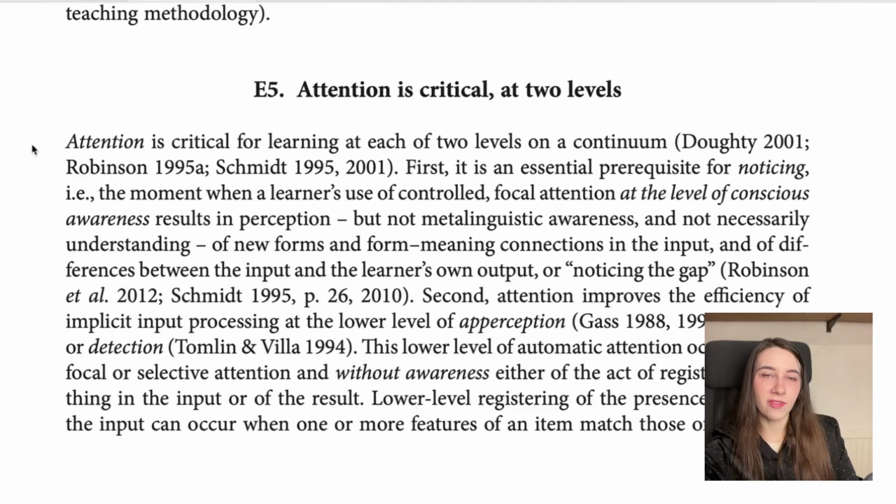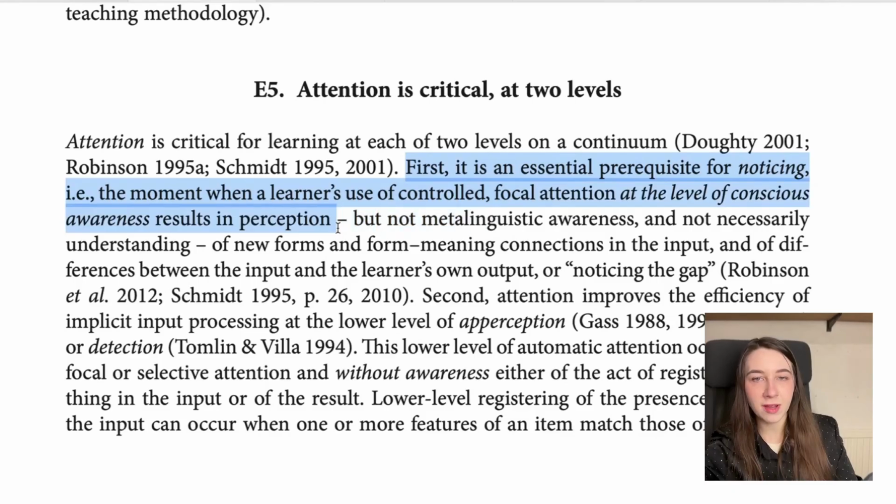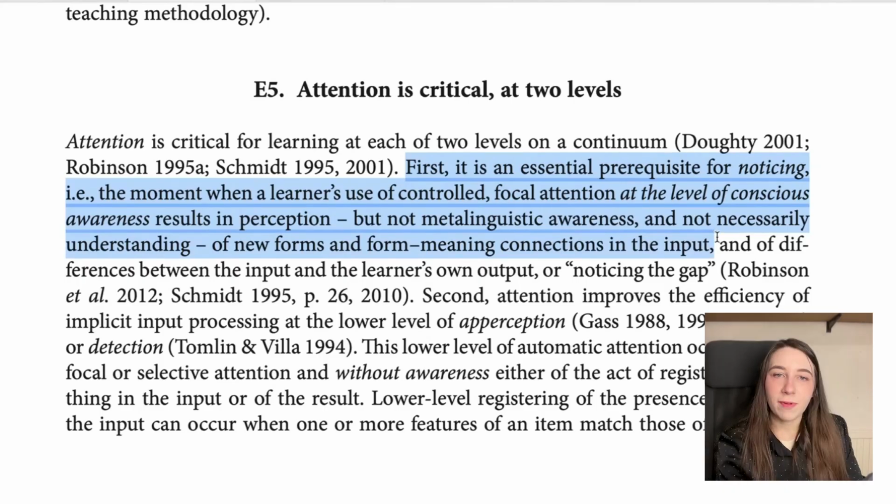Okay, so getting more of Long's theory. Explanation 5, attention is critical at 2 levels. So attention is the ability that a person has to concentrate on some things and filter out other things. And Long writes, attention is critical for learning at each of 2 levels on a continuum. First, it is an essential prerequisite for noticing, i.e. the moment when a learner's use of controlled focal attention at the level of conscious awareness results in perception, but not metalinguistic awareness, and not necessarily understanding of new forms and form-meaning connections in the input. So note that he says, but not metalinguistic awareness and not necessarily understanding.